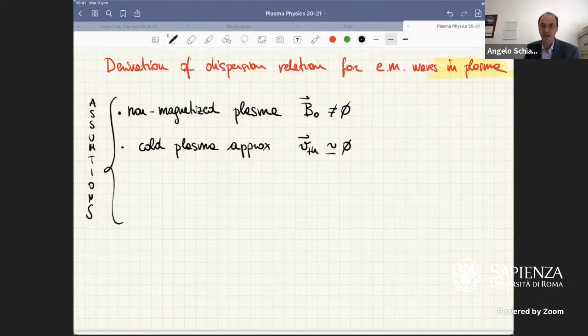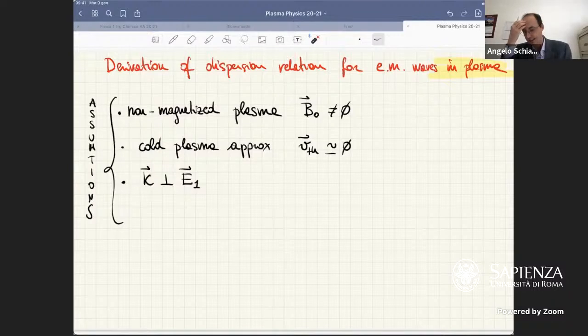Then, obviously, we are seeking solutions that are transverse waves. So we look for solutions where the k vector is orthogonal to the electric field, to the perturbation of the electric field, which is going to represent the wave. Remember, B naught and E naught are symbols for the equilibrium state or for externally applied fields. Instead here we use the index 1 for the perturbation, so the wave itself.